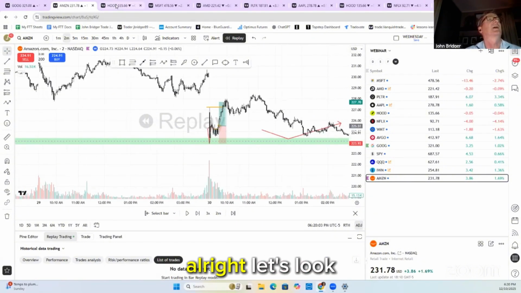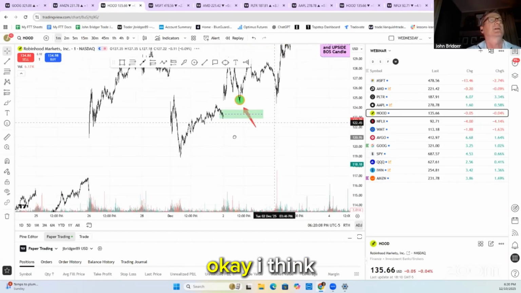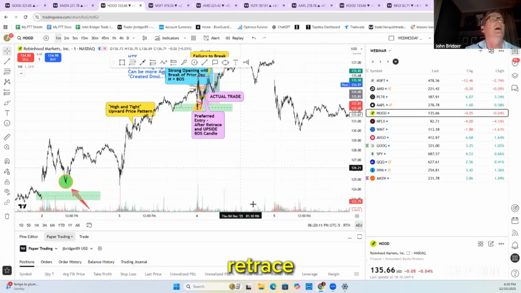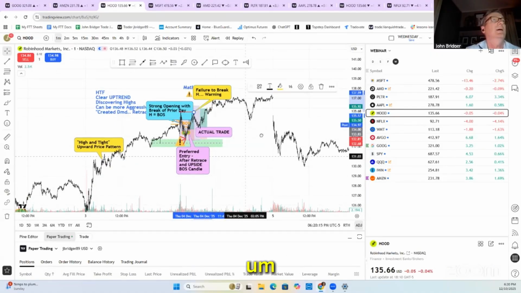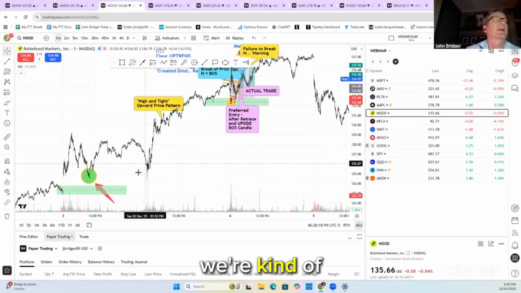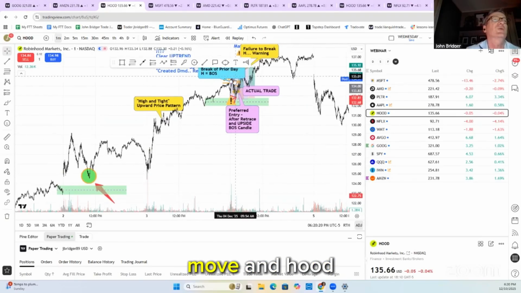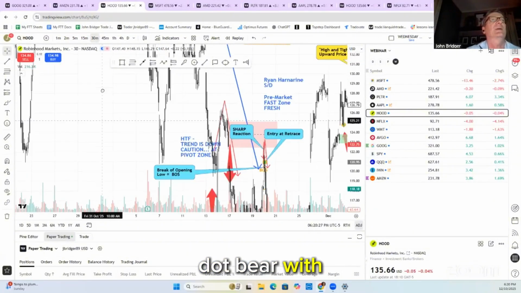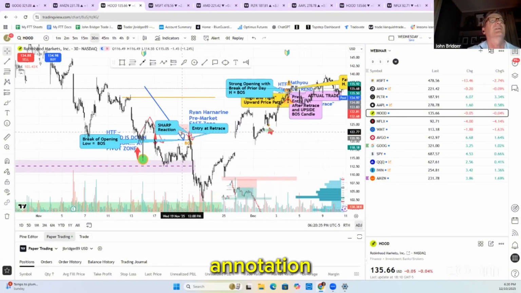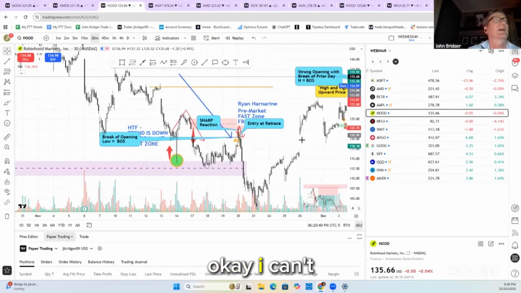Good questions, though. All right, let's look at HOOD. Let's see here. Okay, I think this might also be a gap up retrace. So this is, I think, a trade by Matthew. As you can see here, we're in this upward trend move in HOOD, and I think he had mapped. Let's see here real quickly. Bear with me. Apologize for all this annotation jumping out at you. Okay, I remember this now.